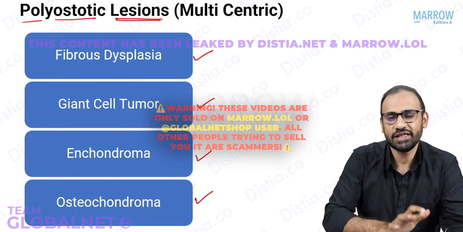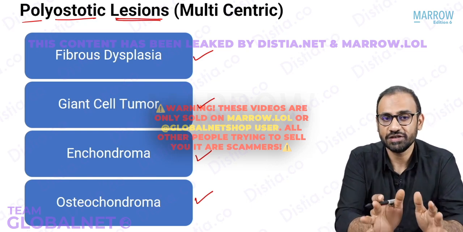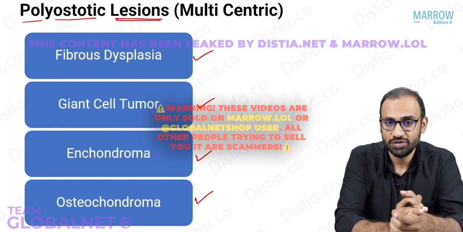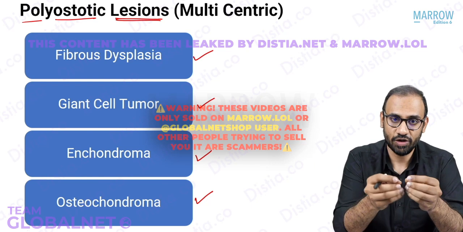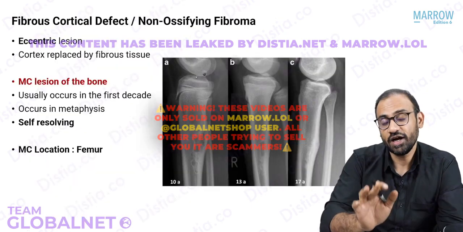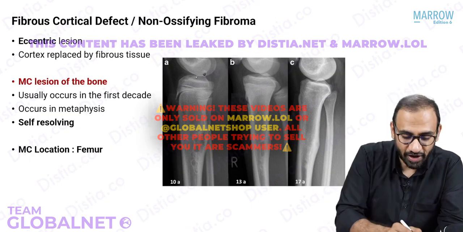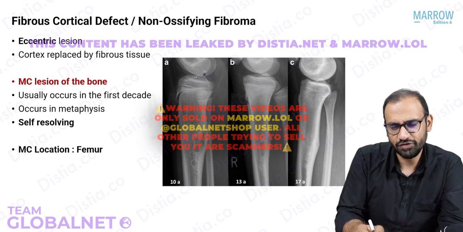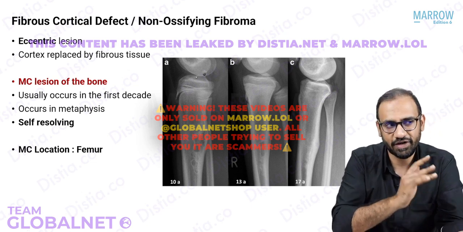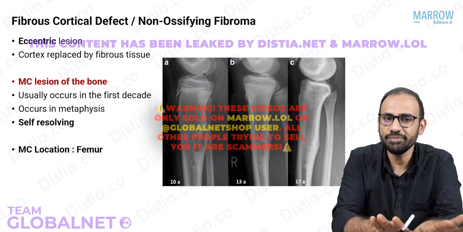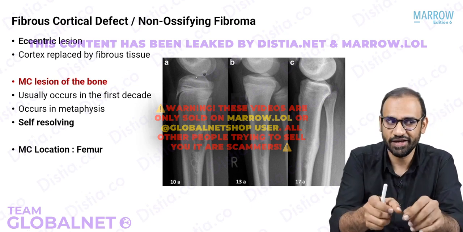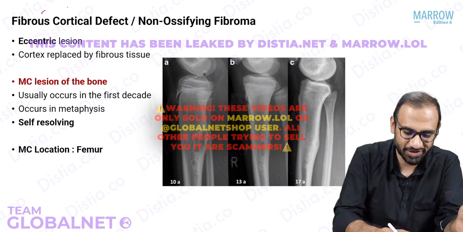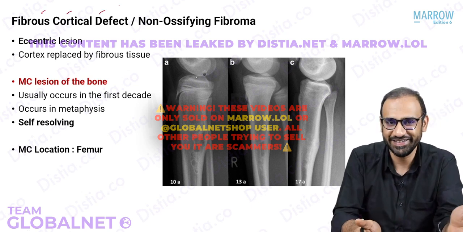So this basically gives you the general information that you need to know to answer MCQs in bone tumors. Now what we will do is, we'll go into the specific lesions and talk about their theory and details. Let's start with the first specific condition, fibrous cortical defect or non-ossifying fibroma. Let's see what it means. Fibrous cortical defect, it's in the name. There is a defect in the cortex where the bone is replaced by fibrous tissue.